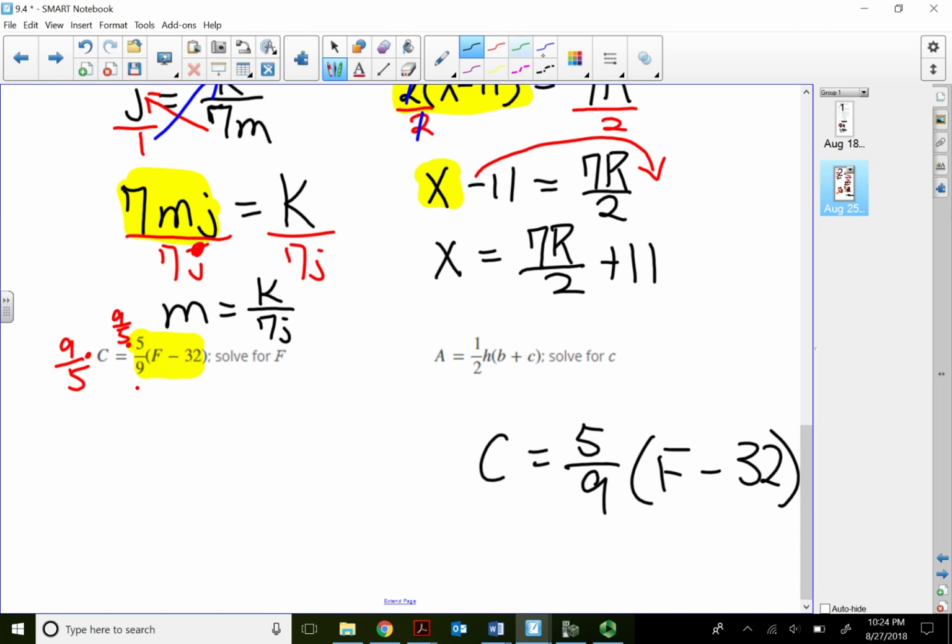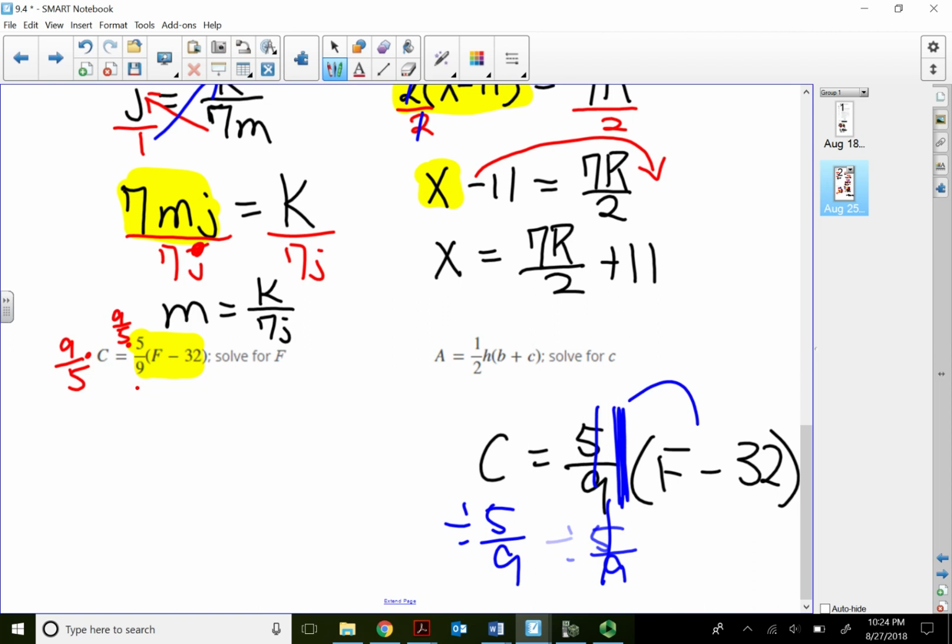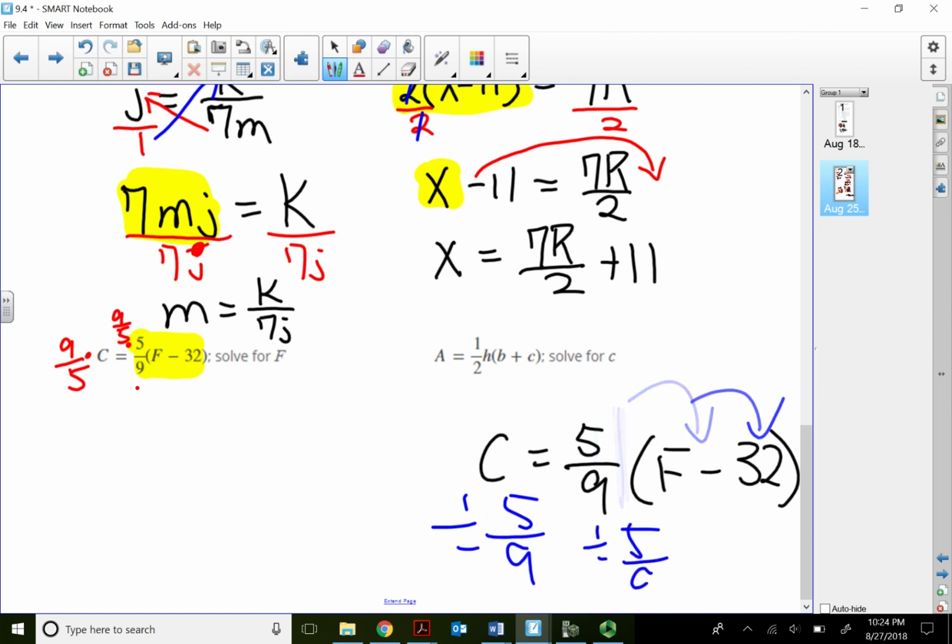If I would say divide both terms by 5 over 9, right? 5 over 9, 5 over 9 cancel out. That technically gives me a 1 right here. And with 1, I can do a distribution and bring my F and negative 32 out. But since I'm saying divide both sides by 5 over 9, C divided by 5 over 9 is the same thing as saying C times the reciprocal, 9 over 5.